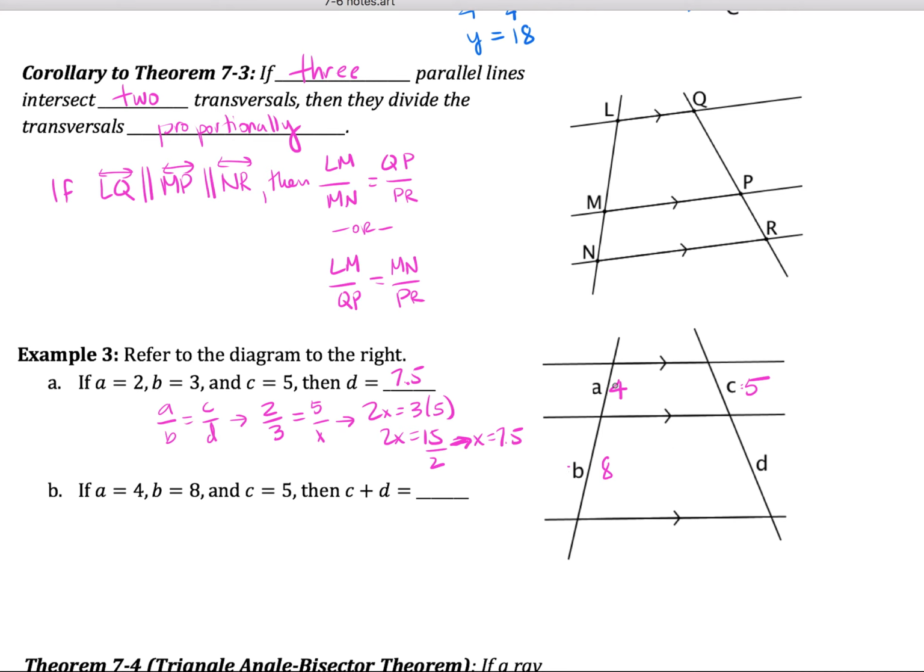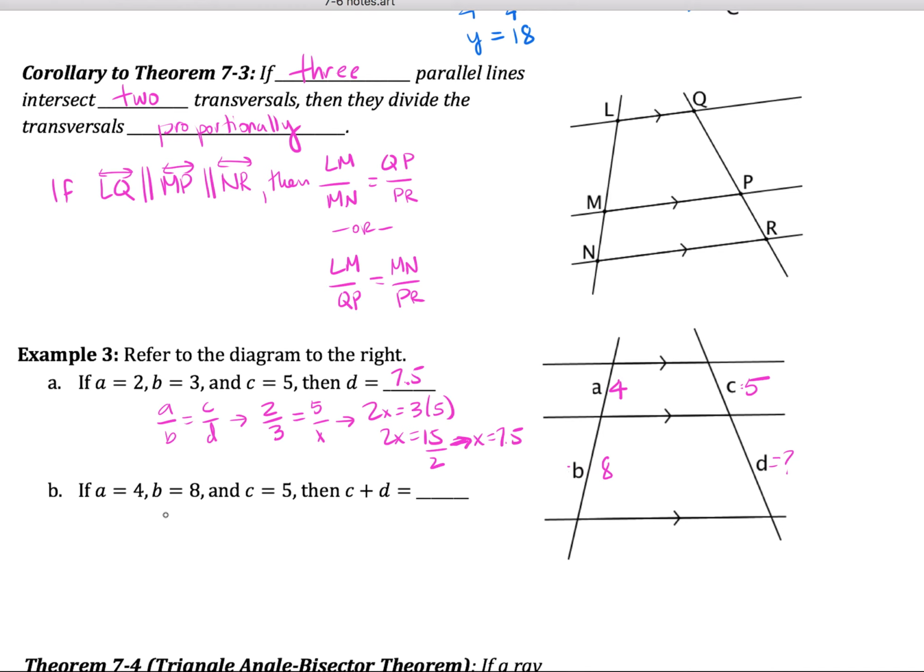I could put A over A plus B equaling C over C plus D. But what I could do here is just try and find D, and then add it to the 5 to find what the length of C plus D is. And that's the way I'm going to do it.